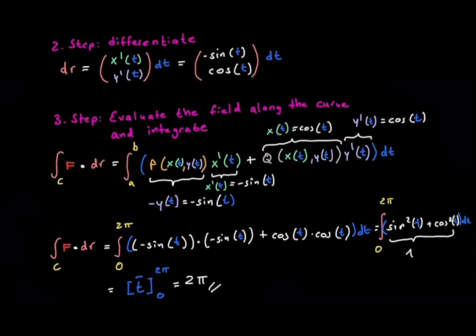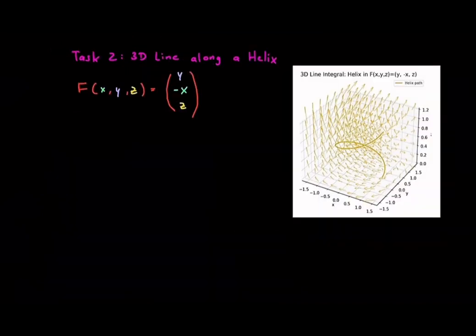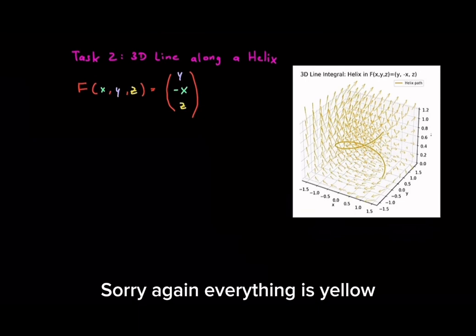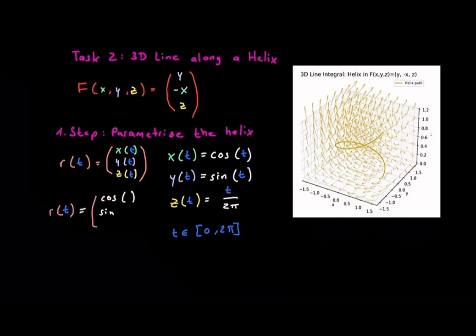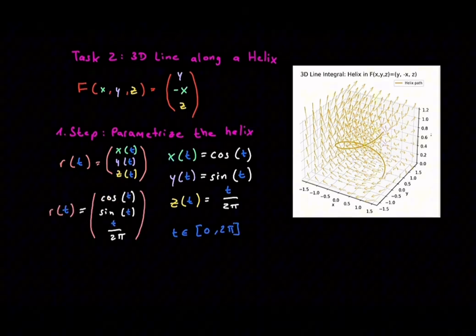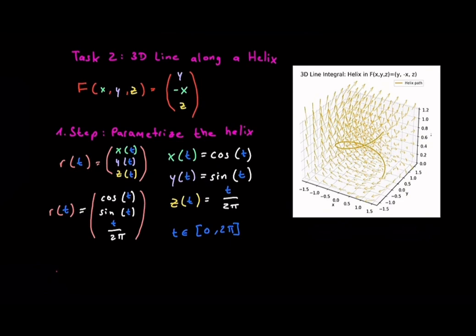Nice and clean. Now look at this 3D graph. The gray arrows show the vector field, and the red helix spirals upward through it, like a spring. The field is f of x, y, z equals y, negative x, z. And our path is chosen to trace that helix: cosine t, sine t, and t divided by 2 pi, for t between 0 and 2 pi.